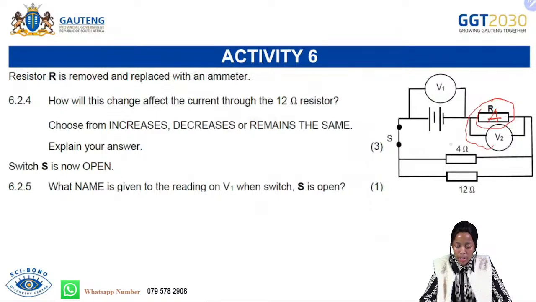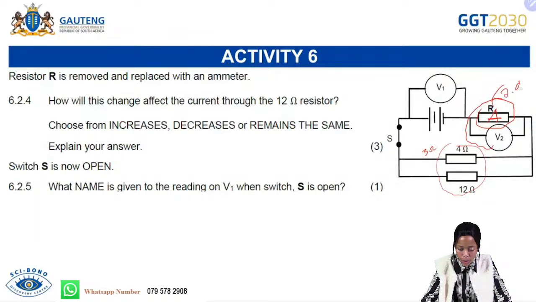Because the total resistance here for the 4 ohm and the 12 ohm, the total was what? The total was 3 ohm. And this resistor was providing a resistance of what? Of 2,01 there, okay? So if we had 3 plus 2, and now we are saying that we are removing this resistor so that we can have what? An ammeter. What is going to happen?